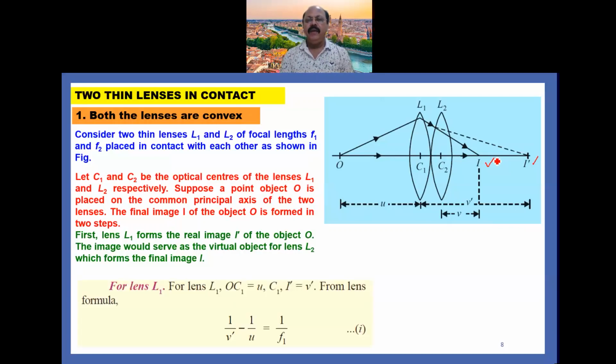Now for lens L1, OC1 equals U and C1I' equals V', which is represented here. Then from the lens formula, 1 upon V' minus 1 upon U equals 1 upon F1. F1 and F2 are the focal lengths of the lenses L1 and L2.